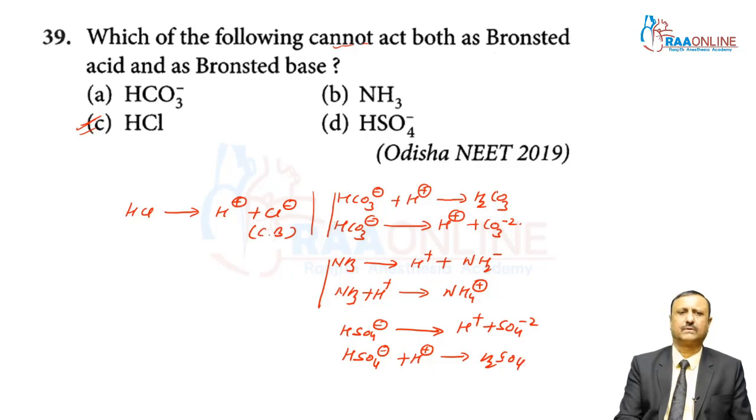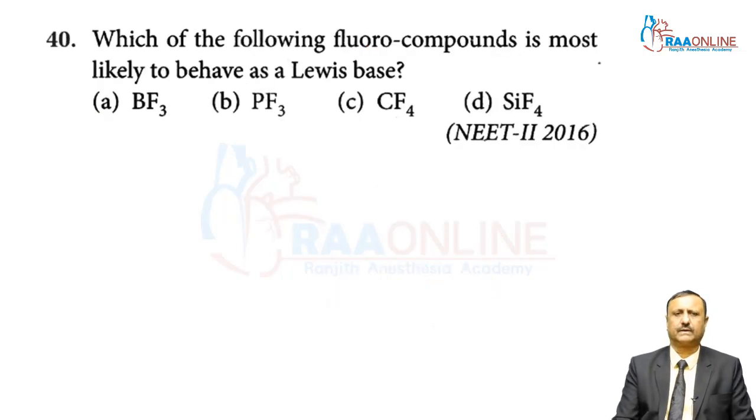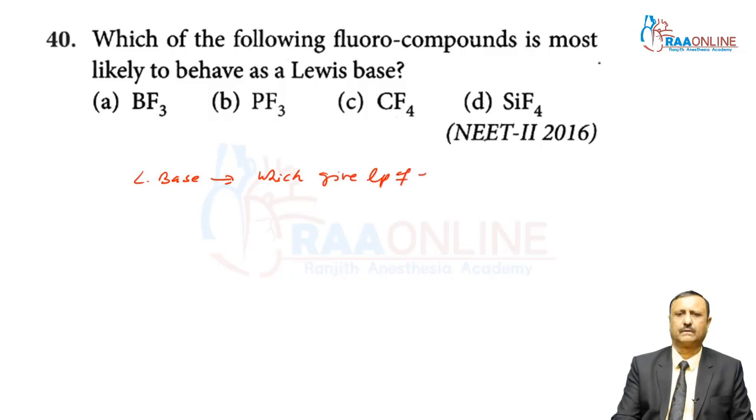So my dear students, you can go with answer C. Now we can get to question number 40. Which of the following fluoro compounds is most likely to behave as a Lewis base? My dear students, Lewis bases are those compounds which give lone pairs of electrons.